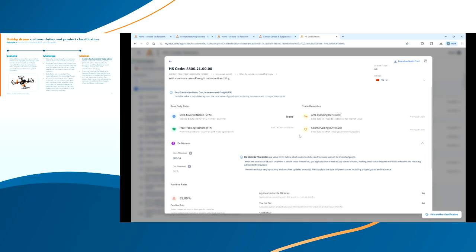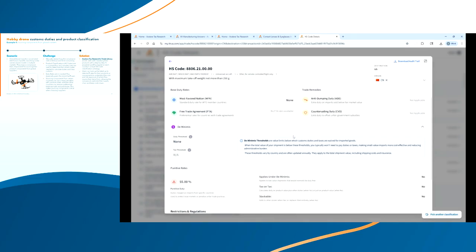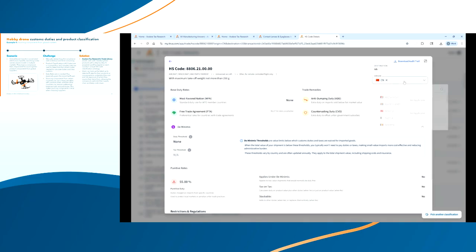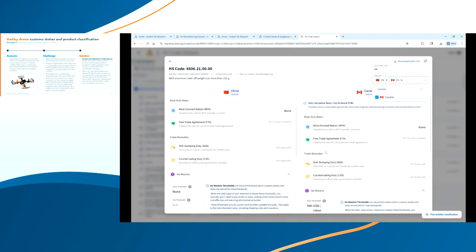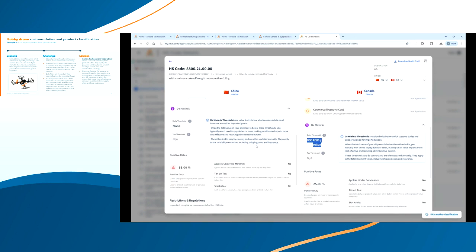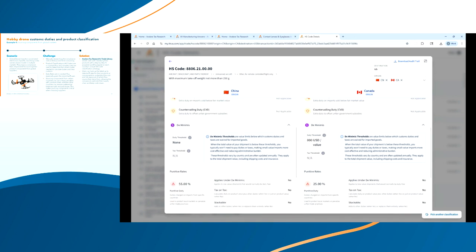Let's see what the data looks like on that HS code. Here we can take a look at it. There's no favored nation rate that applies. There's no free trade agreement with China. There is no de minimis threshold with China. In fact, let's compare to what would happen if we imported this from Canada. And you'll see that $800 de minimis threshold. You used to be able to import things from China that fell under that de minimis threshold. That is no longer the case, just with the trade wars going on right now. That de minimis threshold has gone away for China. So you need to know that.